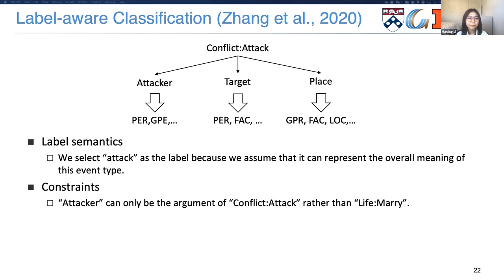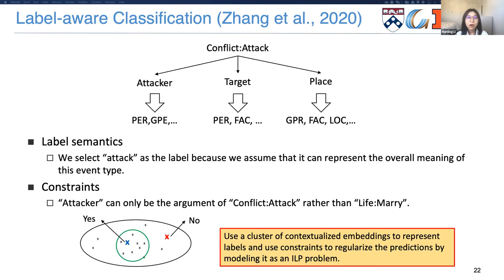To fully represent the semantics of role labels, instead of using single words or a single embedding, the labels are represented as a cluster of contextualized embeddings. For example, each node here is a contextualized repetition of a label, say a tag label. By analyzing the distribution of these repetitions, we can easily get the cluster of its event type, which is the green circle here. So if a new trigger comes in and its representation appears inside the circle, say the blue node, then we assume that it belongs to this type. Otherwise, like this red one, we assume it's not this event type. After this initial prediction, we can then leverage the entity type constraints, like these constraints, and model the final prediction as an ILP problem.